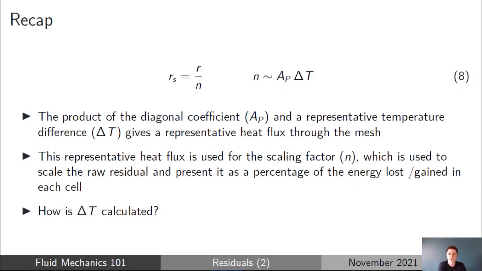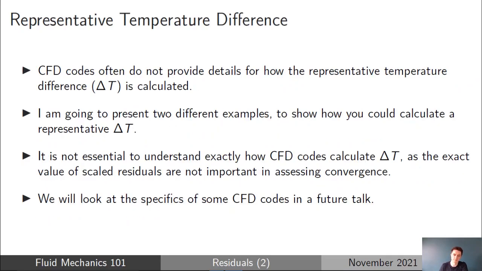And we found that a good way to do this for a general CFD problem, where we perhaps don't know what the heat flux through the bar is, or we've got a complicated geometry, a good way of getting a representative heat flux is to take the diagonal coefficient of the matrix, AP, and multiply that by some representative temperature difference, because it's the temperature difference that causes the heat to flow. So the question all boils down to now: how is the temperature difference calculated?